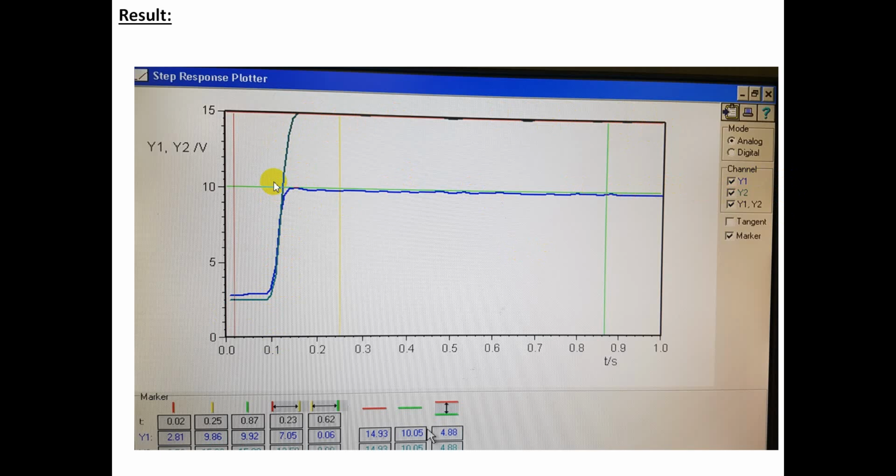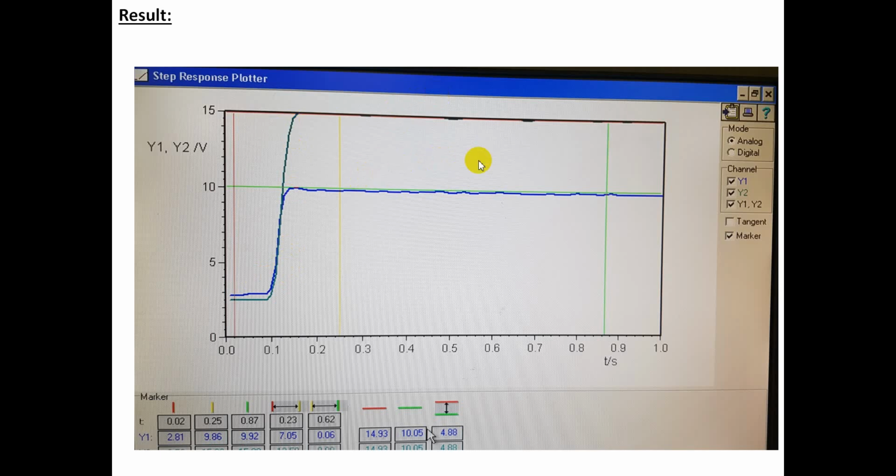What we can observe here is that when we give a step signal, which is this blue line, we immediately get another step signal, which is the response to that input signal. So basically there is no time lag here. This is what we need to observe in the P control system.